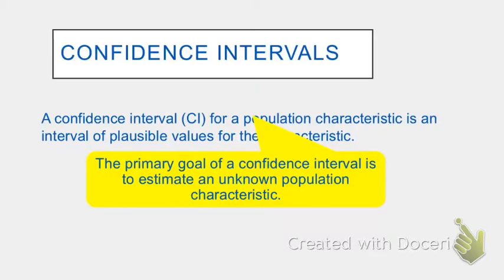So the primary goal of a confidence interval is to estimate an unknown population characteristic.